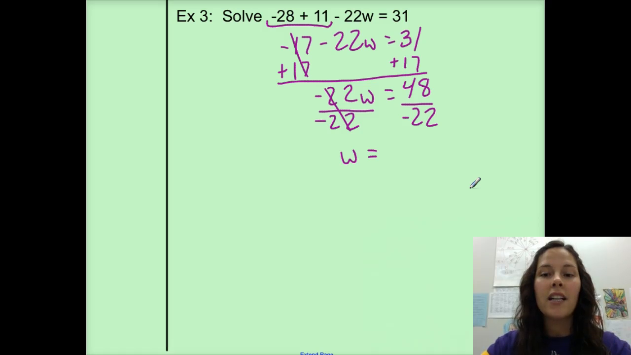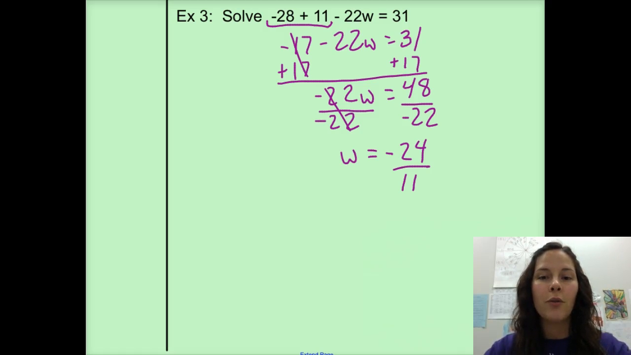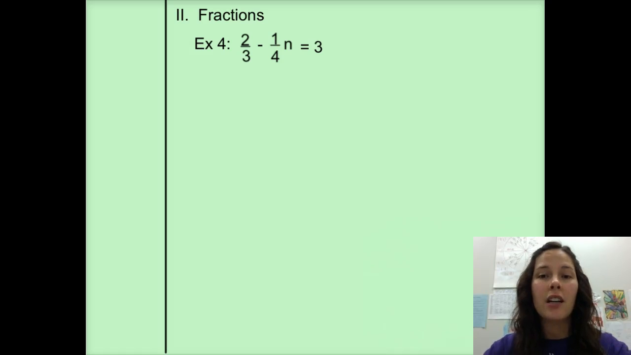On the right-hand side, 22 doesn't quite go into 48 evenly, so we're going to simplify. They're both divisible by 2, and when we simplify fractions, we bring the negative to the numerator. So it doesn't matter if you have the negative on the numerator or the denominator, but typically we put it up in the numerator. 48 divided by 2 is 24, and 22 divided by 2 is 11, so we have negative 24 elevenths.